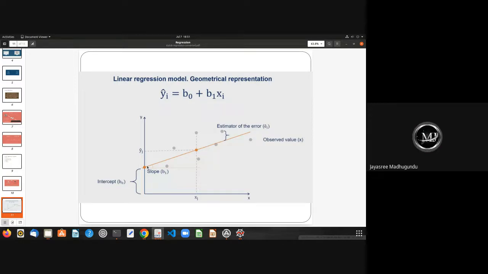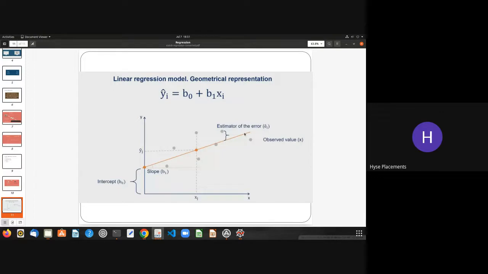Sir, can you repeat this point once, sir? I can draw a line like this also, right? Check my mouse pointer. I can draw a line like this also, like this also, like this also. I can draw many lines. But what is the best suited line for my data points to give me a good prediction? That is this orange line.